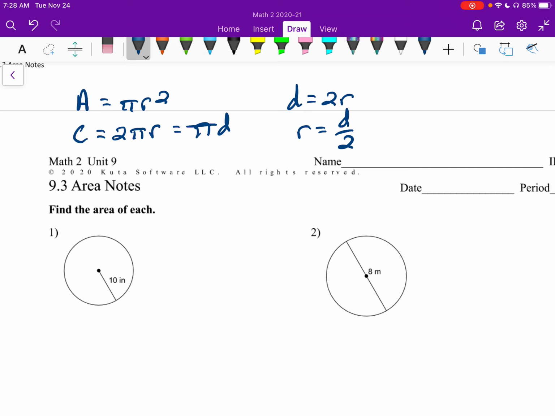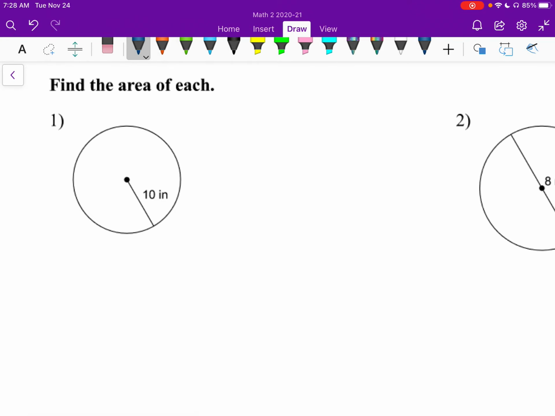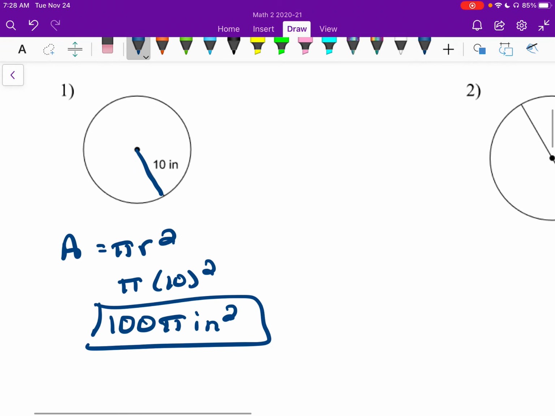All of these we're going to be leaving in terms of pi, which means we're going to leave the pi as like a variable. We're going to treat it like a variable for all these problems. So number one, this should be really, really easy for you. Area is pi r squared. R is 10, so pi 10 squared, so 100 pi. And our units are inches squared. And that's the way that CUDA will list it as well.